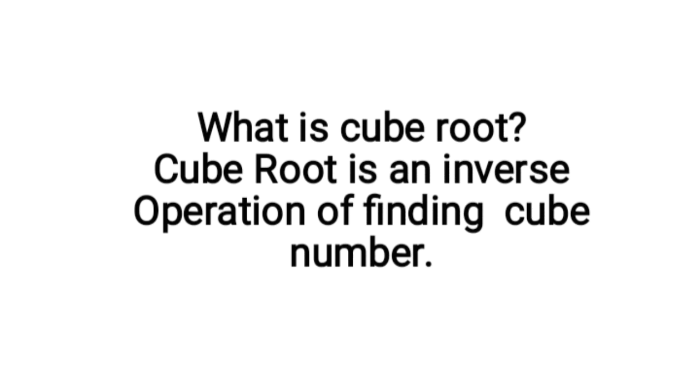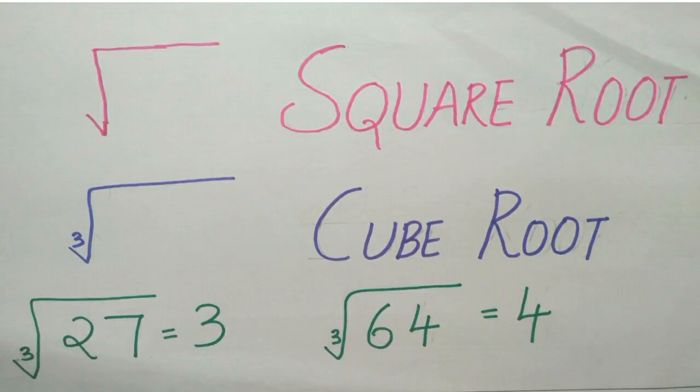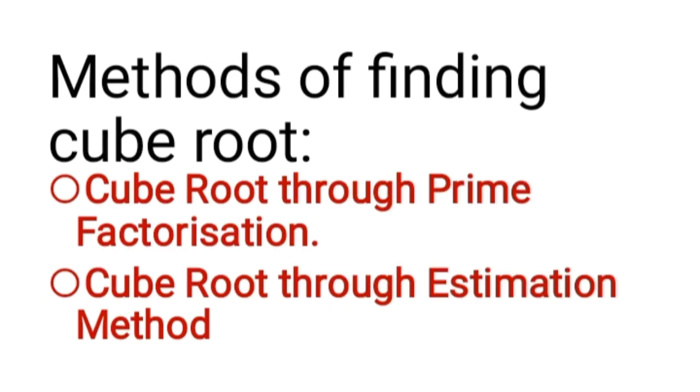And now see the symbol of cube root. We all know this is the symbol of square root, and when I write 3 over there, it becomes the symbol of cube root. And how do we pronounce it? See, cube root of 27 equal to 3. Cube root of 64 equal to 4. And now students, we will see that we have two methods to calculate cube root. One is cube root through prime factorization and second is cube root through estimation method.